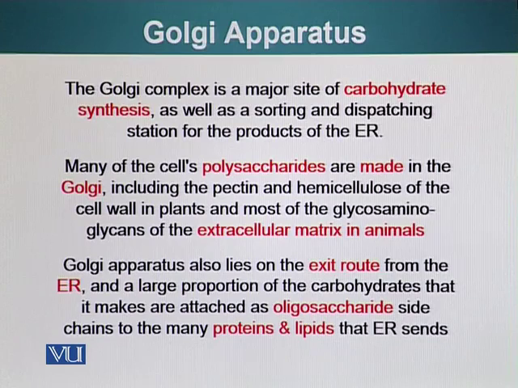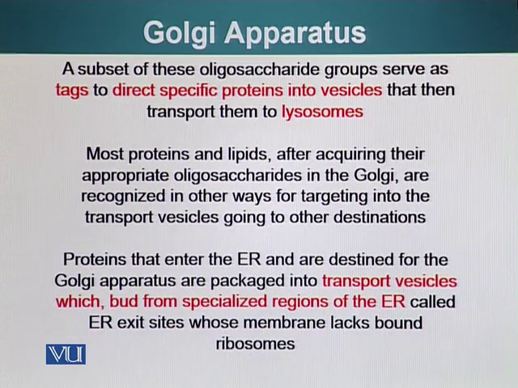Golgi apparatus also lies on the exit route from ER, and a large portion of carbohydrates that it makes are attached as oligosaccharide side chains to many proteins and lipids that ER is sending to the Golgi apparatus. Addition of carbohydrate molecules to proteins serves a very important function. For example, the proteins that are destined to lysosomes, they have specific arrangement of these carbohydrates on their surface. That also is facilitated. Some part of it also occurs in Golgi apparatus.